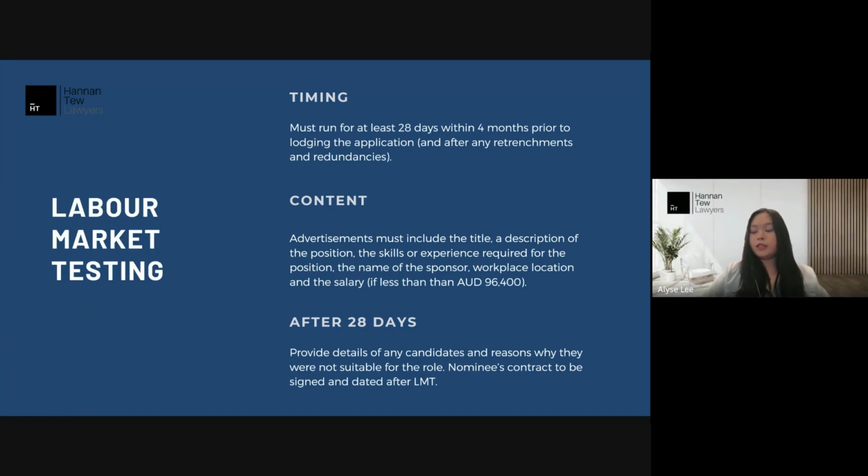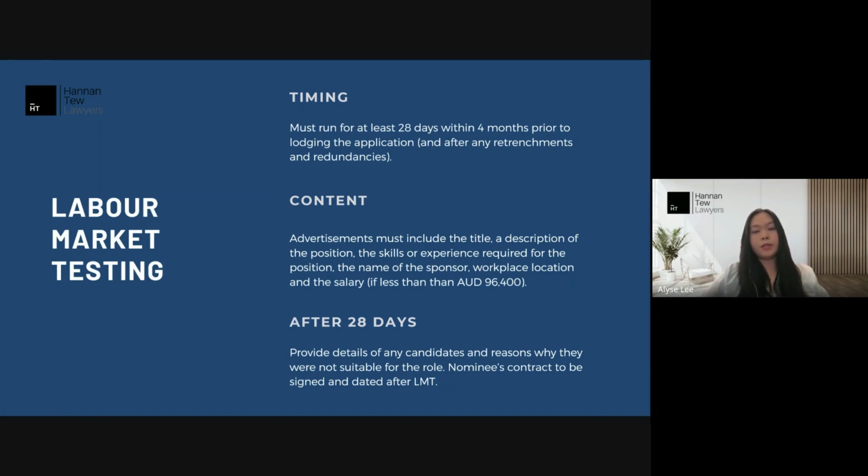The ads must include the title, description of the role, skills or experience required for the role, the sponsor's name, where the role will be located, and salary if the role is paid less than $96,400. Once the 28-day period is over, the business will need to provide details about how many people applied through the ads, whether any were offered a role, and reasons why they were not chosen.